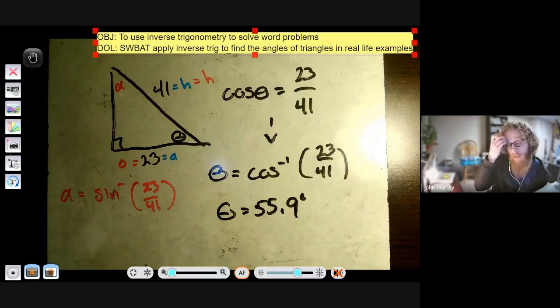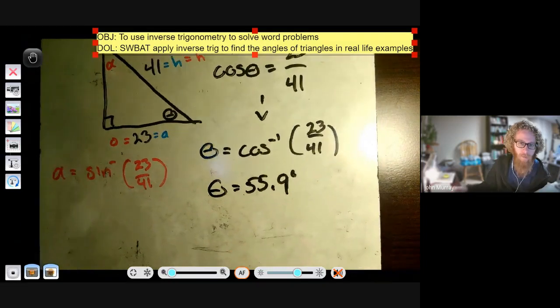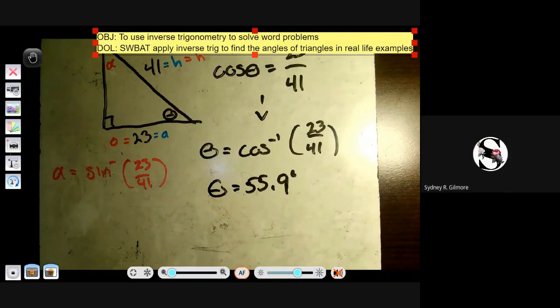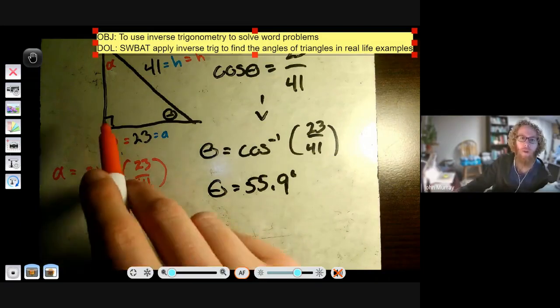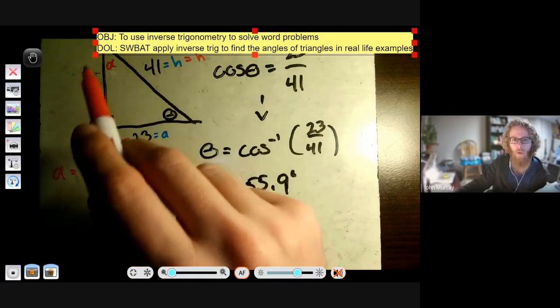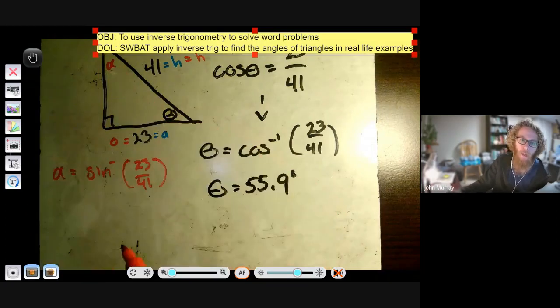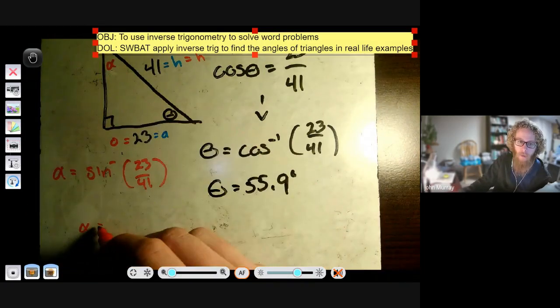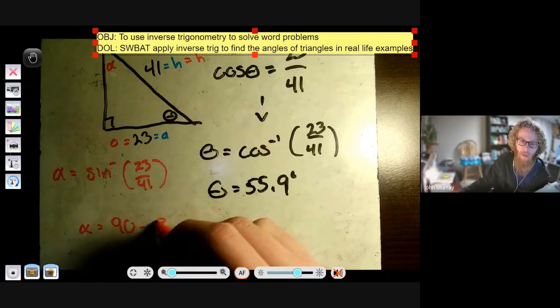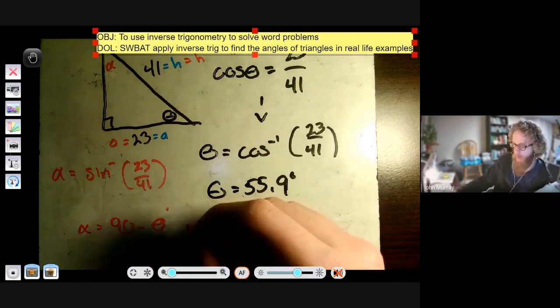Or, what do we know about the angles of a triangle? What do they add up to? 180. 180, right? So we know two of the angles already. So 180 minus the 90 leaves us with 90. So the alpha would be 90 minus whatever our theta was.